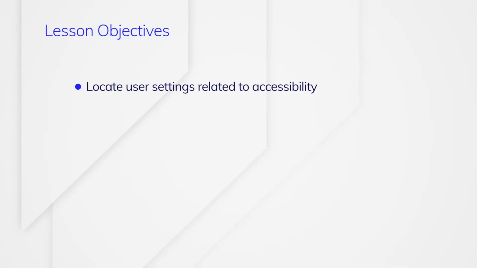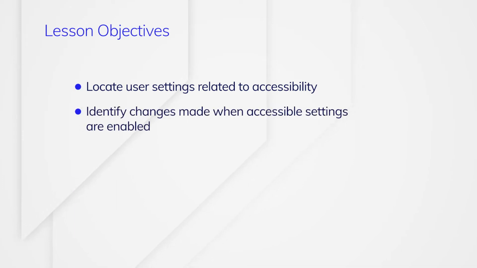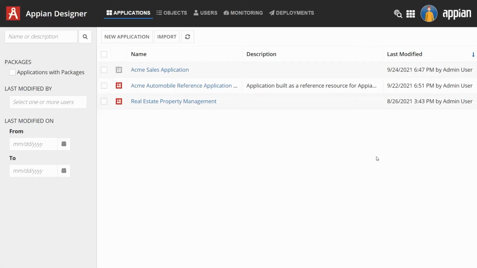After completing this lesson, you should be able to locate user settings related to accessibility and identify changes made when accessible settings are enabled. Appian provides accessibility user settings that can make forms, grids, charts, and interfaces easier to navigate for users with vision impairments.